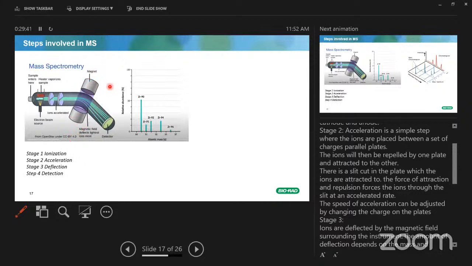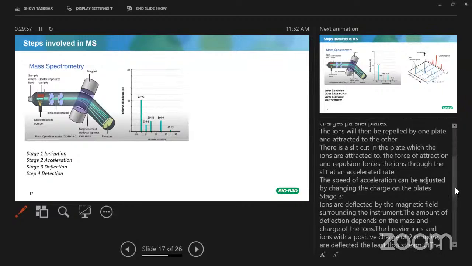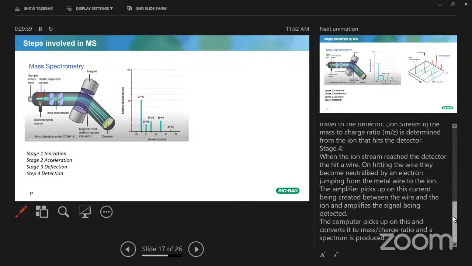There are different analyzers used for this deflection. It can be a quadrupole, it can be a triple quad. These are in my subsequent slides. But broadly, the deflection happens according to mass, and in the end there is detection. In detection, the ion stream falls on a wire, and on hitting the wire it becomes neutralized. The m/z, the charge, is then recorded on a chromatogram.